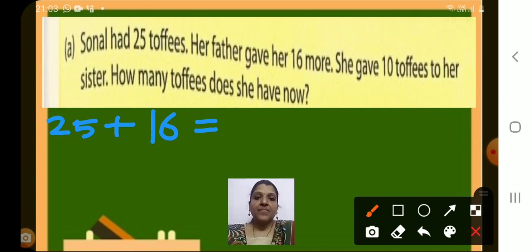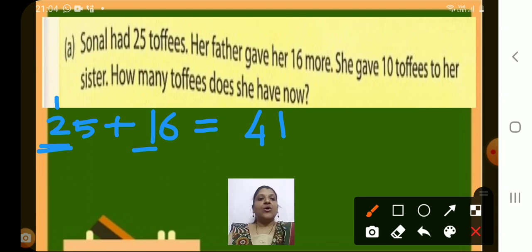You tell me. Yes, here again we have to do the addition of ones place first. So 5 plus 6 is 11. So write 1 at ones place and carry over 1 at tens place over here. Now we have to do the addition of numbers in tens place, including carried over number. So 1 plus 2 over here is 3. 3 plus 1 equals 4. So what is the answer? 41. Now Sonal has total 41 toffees with her.